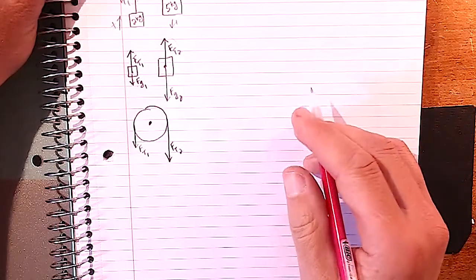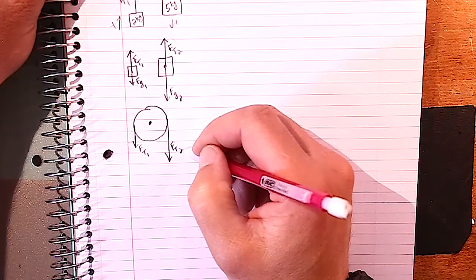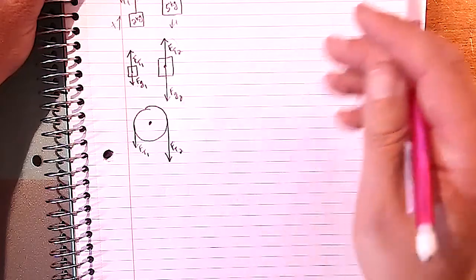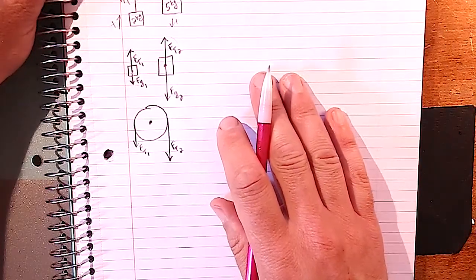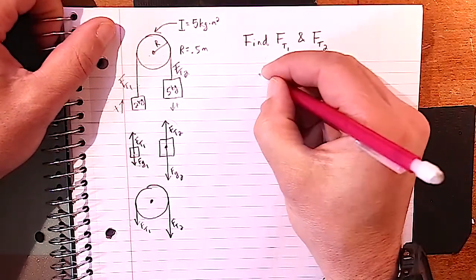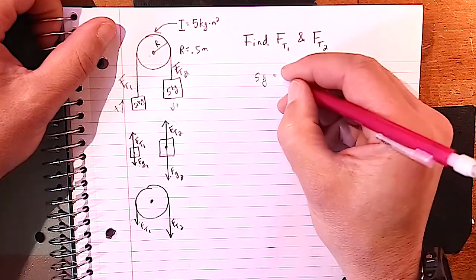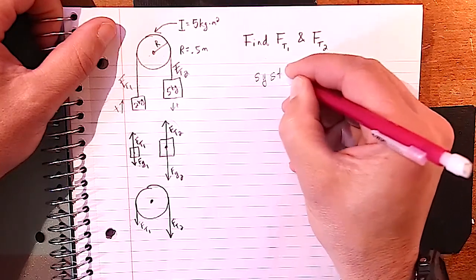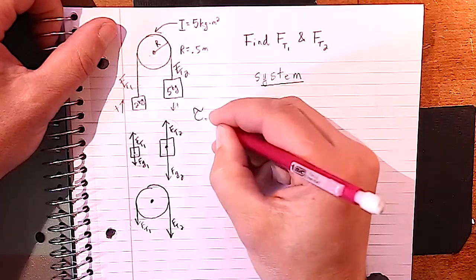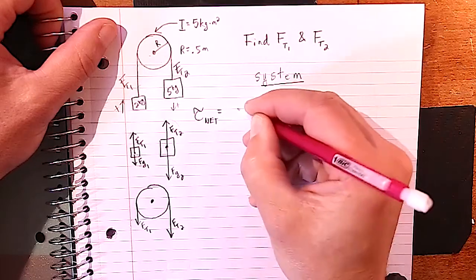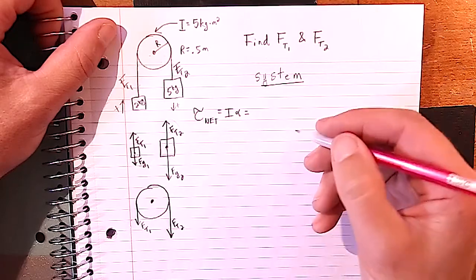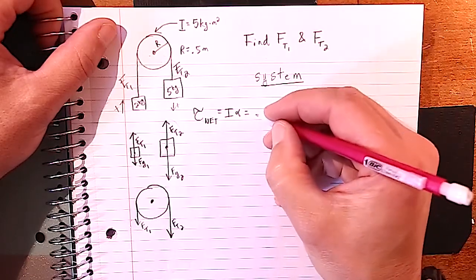So the question was to find these forces of tension. But if we do that without the acceleration, we're going to end up with two unknowns. So the way to do this is to start out by solving it as a system and getting the angular acceleration, which can then get us the linear acceleration. So solving as a system, we have our net torque is equal to I alpha, and now we've got a lot of stuff here. Now, most people would shortcut this, but I'll write it all out.